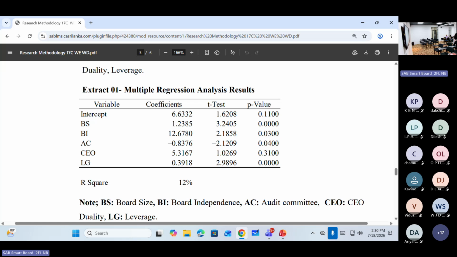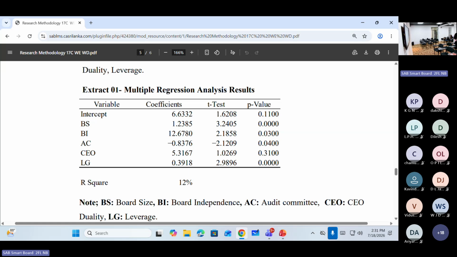Let me know, is that a positive or negative impact? How do we look at whether it is positive or negative? Look at the coefficient. Is that positive or negative? That's positive, right? Write it then. This relationship, this impact is a positive impact.